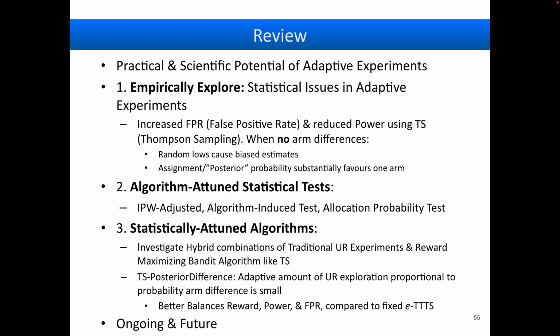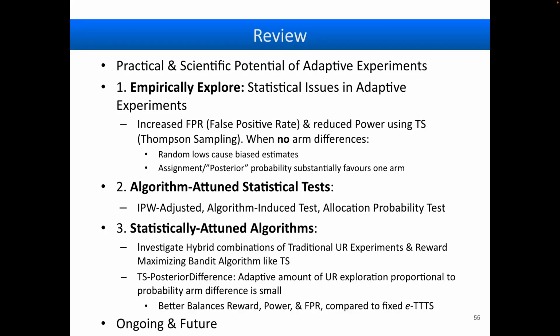When you're maximizing reward, you are just saying, let me try to assign arms in a way that will give people the best outcome. And I think what we showed in the first line of work is that you could imagine that could work for analyzing data from experiments, and it does okay, but there are problems. That's where you get a higher false positive rate and a lower power.